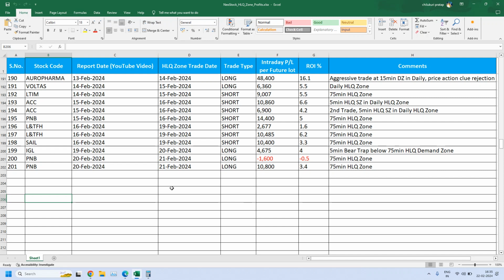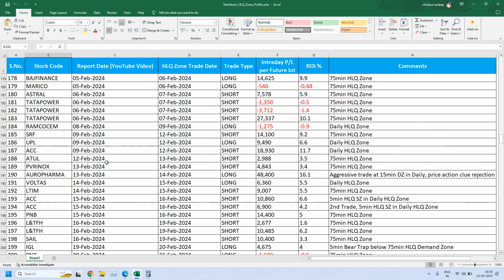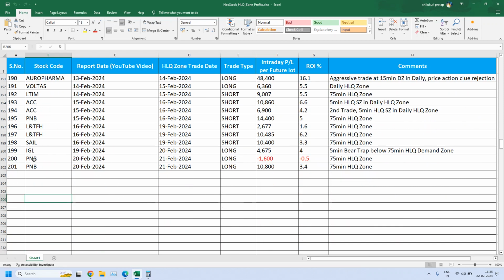Here my goal is to see how the NeoStock software is working, because we identified a special zone called the high liquidity zone. Are they really working or not? How many opportunities do they give? That is what I am registering in this Excel sheet. These are all the opportunities given by the NeoStock software. But have you utilized these opportunities? That is up to you. Did I utilize these opportunities? That is up to me.